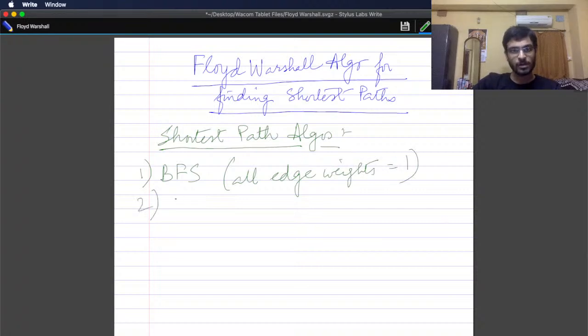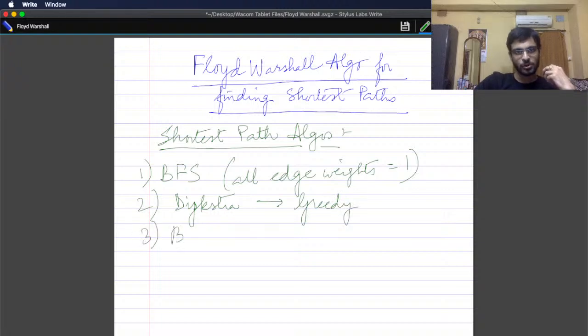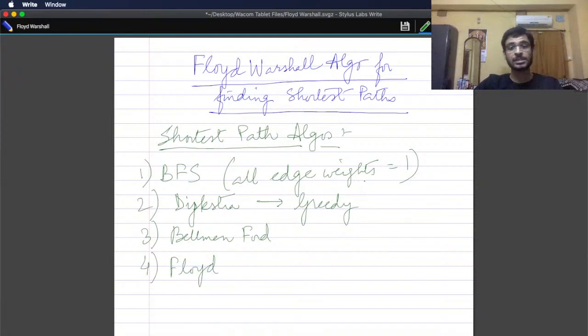Then you might have covered the algorithm of Dijkstra. That also works with similar kind of notions. You say that it is basically a greedy kind of algorithm. And after that you have Bellman-Ford, which works with a DP approach. And finally you have this particular variant, which is Floyd Warshall, which works rigorously different from all these algorithms. Floyd Warshall is totally, drastically different from all the previous algorithms.